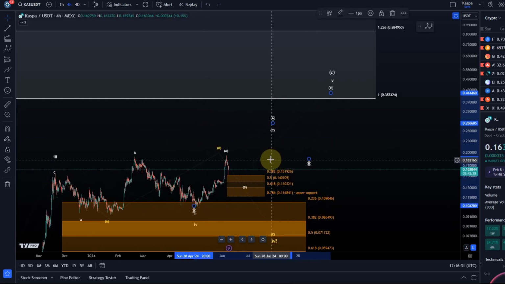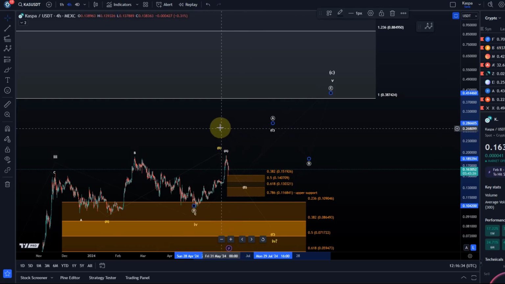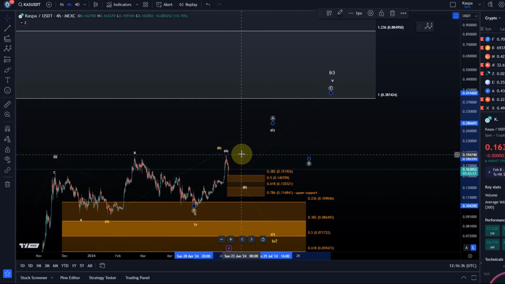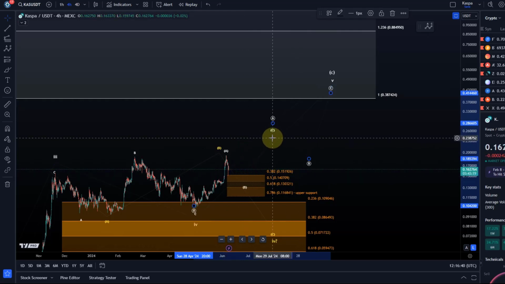Please bear in mind that ABC structures tend to morph all the time. But that's how I look at the chart at the moment. A reversal above 19.4 cents would clearly indicate the start of wave C, and a move towards 27 cents.